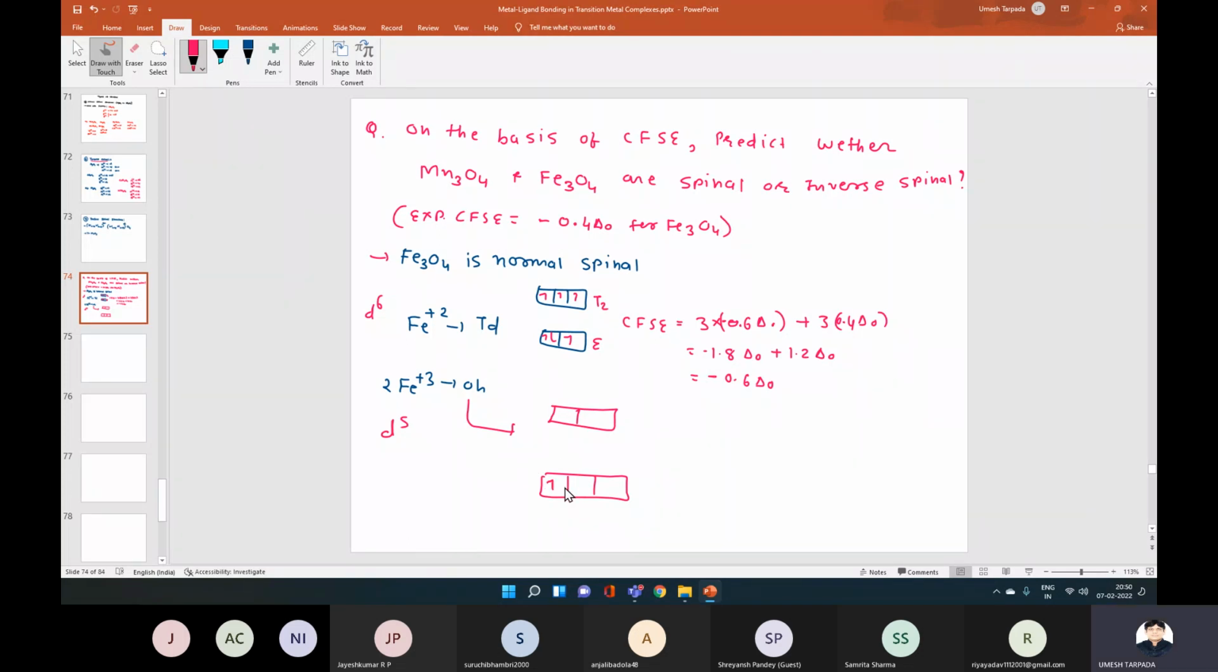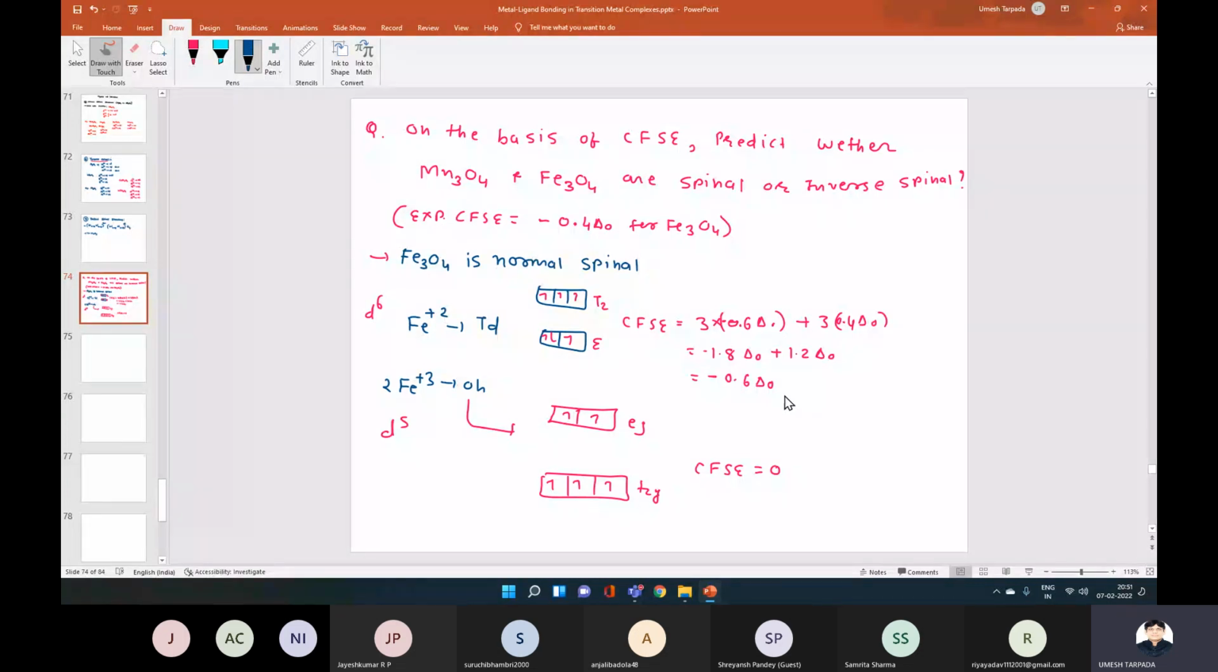Three electrons in t2g and 2 electrons in eg set. So you can have... what happens? CFSE is 0 for octahedral. Now see, this is 0.6 tetrahedral, so how do you convert it into octahedral?